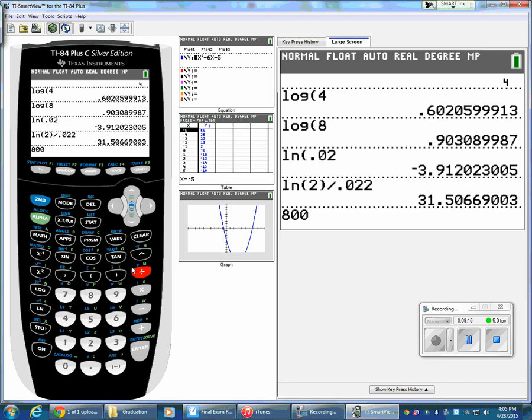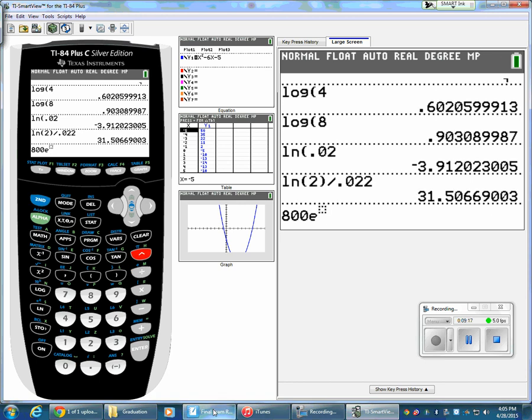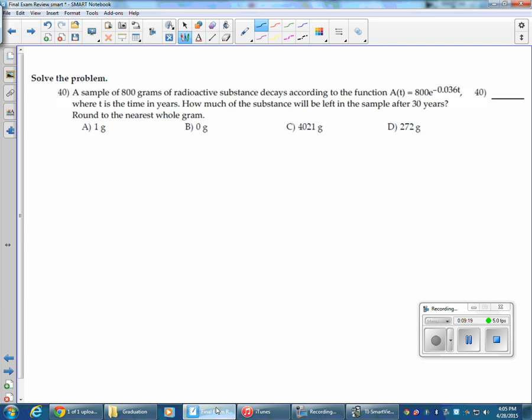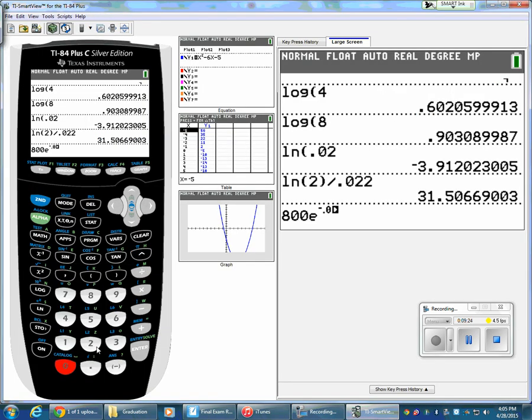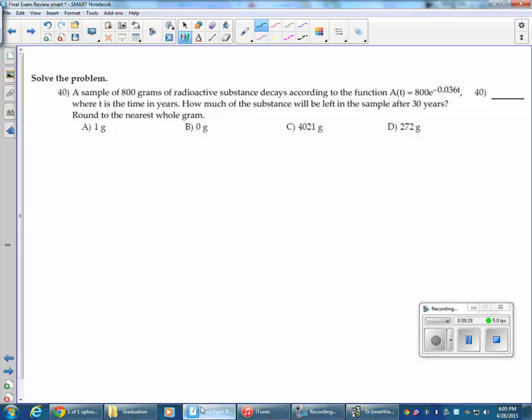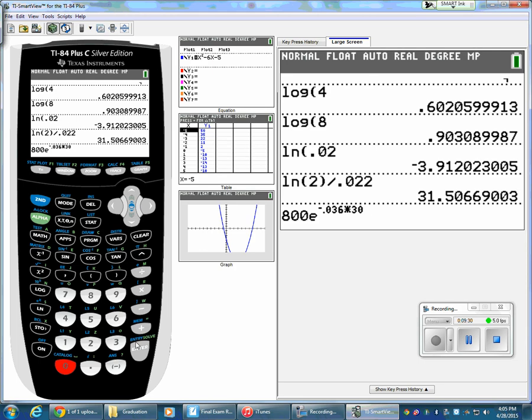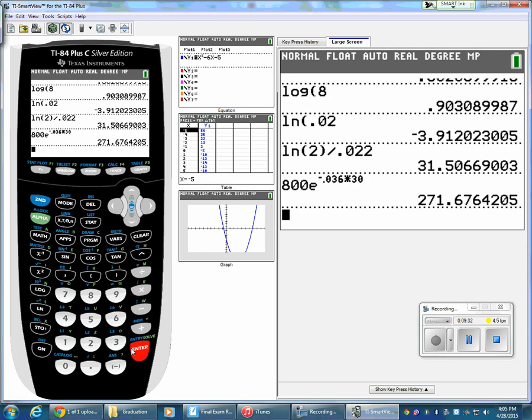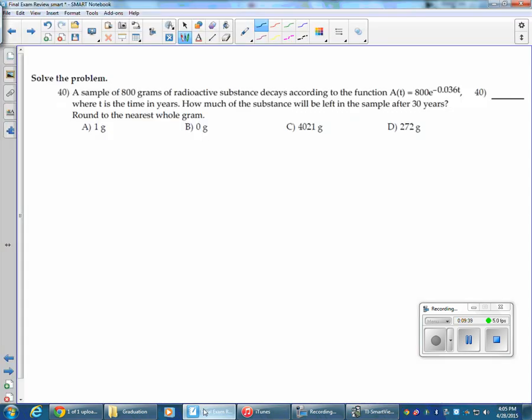times e to the, alright, let's see if I can get this right, negative 0.036 times 30. It was 30 years, right? 30 years, and this will be the amount that's left, so enter. I get, they started with 800, so there's going to be about 272 grams left after 30 years, sorry, they started with 800 grams, so we're down to 272 after 30 years.